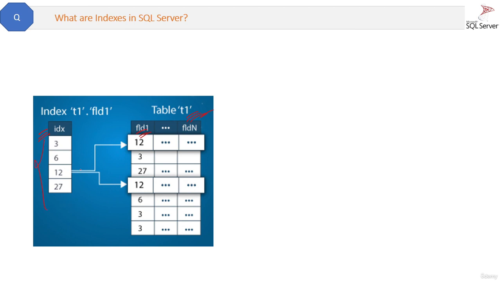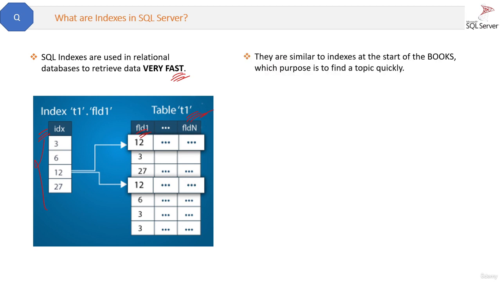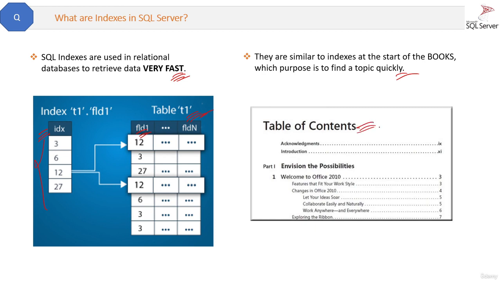And that is the benefit of indexing. The first point you have to remember is SQL indexes are used in relational databases to retrieve data very fast, or we can say to improve the performance of the queries. Now they are very similar to the indexes at the start of books, whose purpose is to find a topic quickly. See, we have indexes in a book, then how easy it is for us to search the topic, right? Otherwise it will be very difficult.